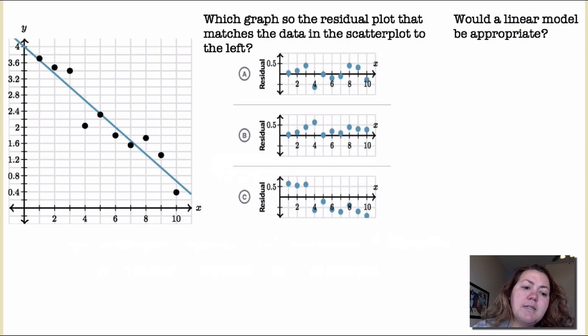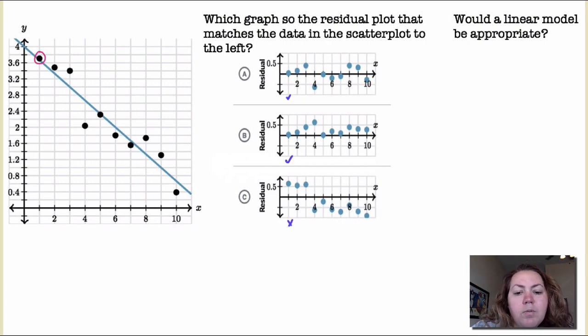Here is a scatter plot, and then I have a few questions. Here's our scatter plot with a line of best fit drawn. Which graph, which residual plot, matches the data in the scatter plot to the left? I have graphs of residual plots, and I want to match it to the scatter plot on the left. I'm going to look at each dot and how far away it is from my line of best fit. This first one, it's pretty much right on the line. So in my residual plot, it's going to be right at 0.